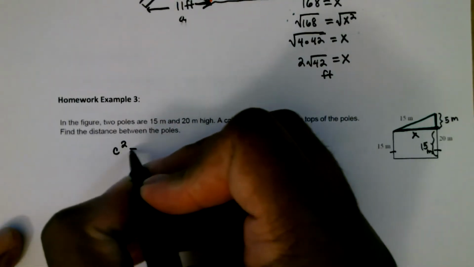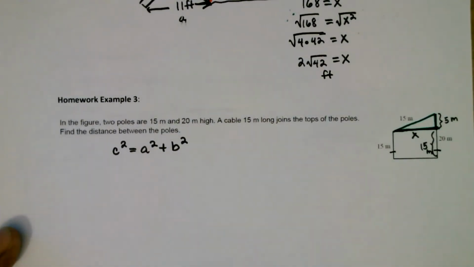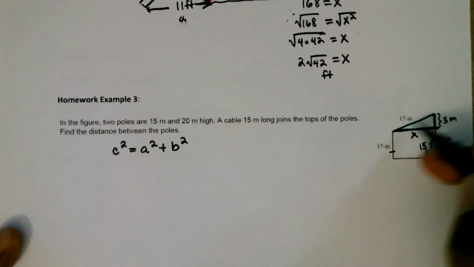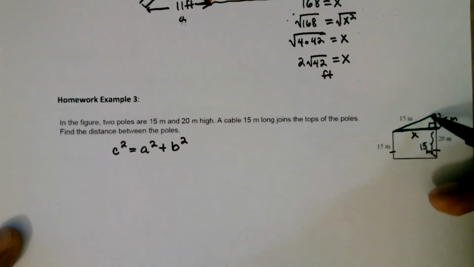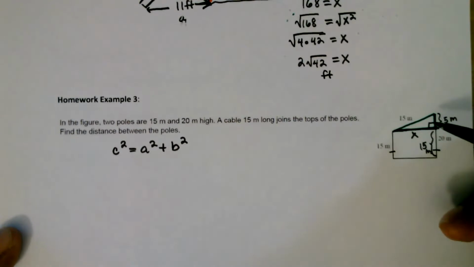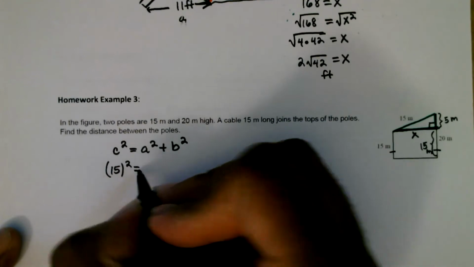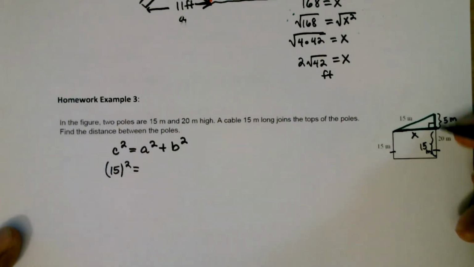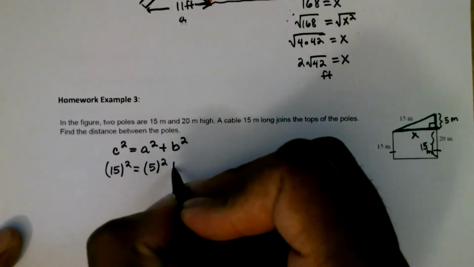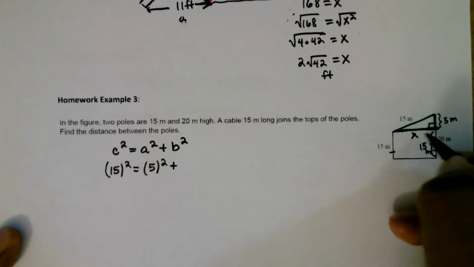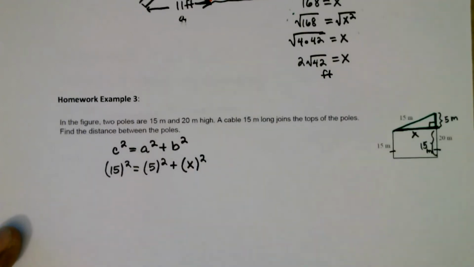Again, that's going to be c squared is equal to a squared plus b squared. The c is the hypotenuse. This is your hypotenuse right here, since it's the side opposite the right angle. In this case, it's going to be 15 meters. So that c is going to be 15, and that's squared is equal to this side. I'm going to let this be a, which is 5 meters. So it'd be 5 squared plus b is what I'm trying to find. That's this length right here, which I labeled as x, and that's going to be squared.